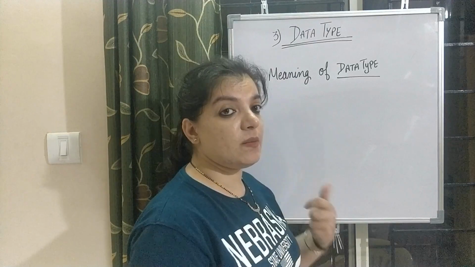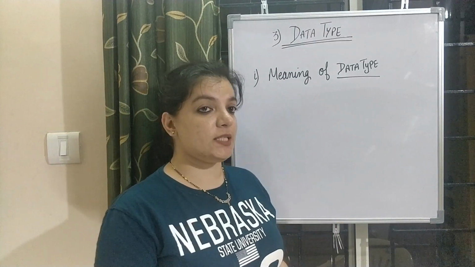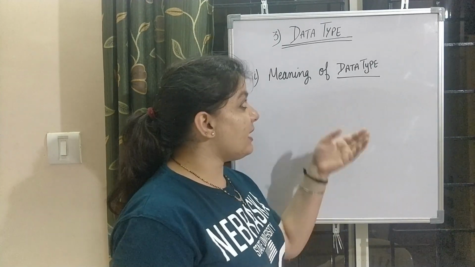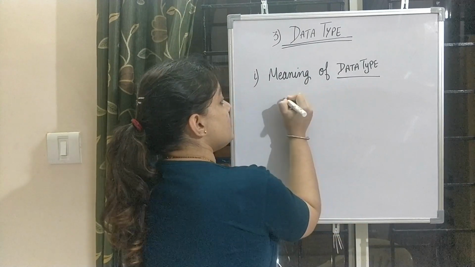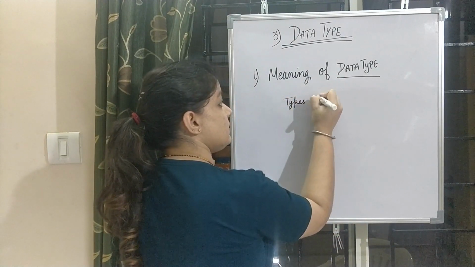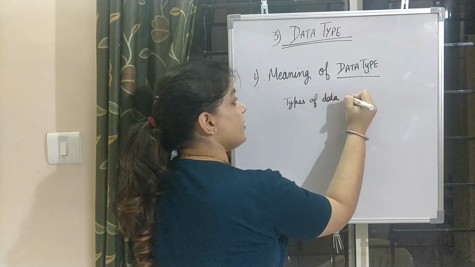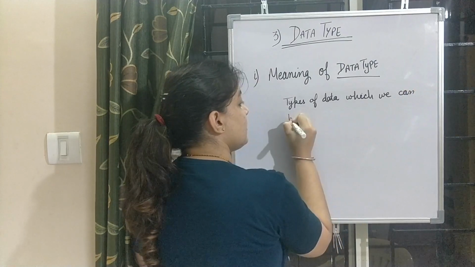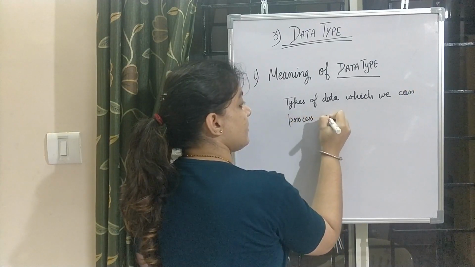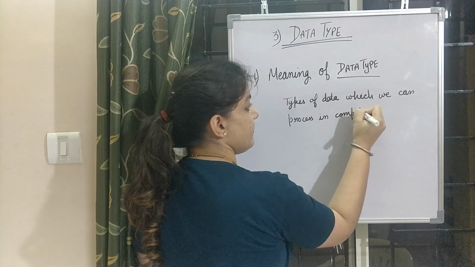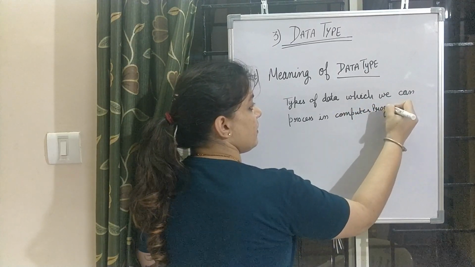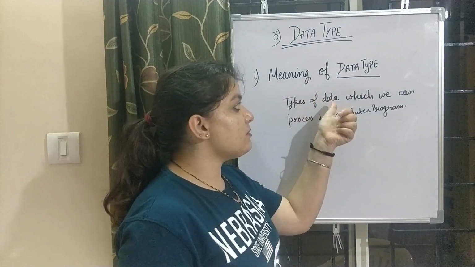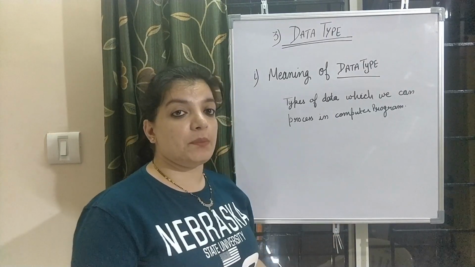Now let us discuss a very simple but very important concept available in almost every programming language, which is data type. As the name indicates, data type means the types of data which we can process in a computer program. So what is the definition of data type? Data type means the types of data which we can process in our computer program.